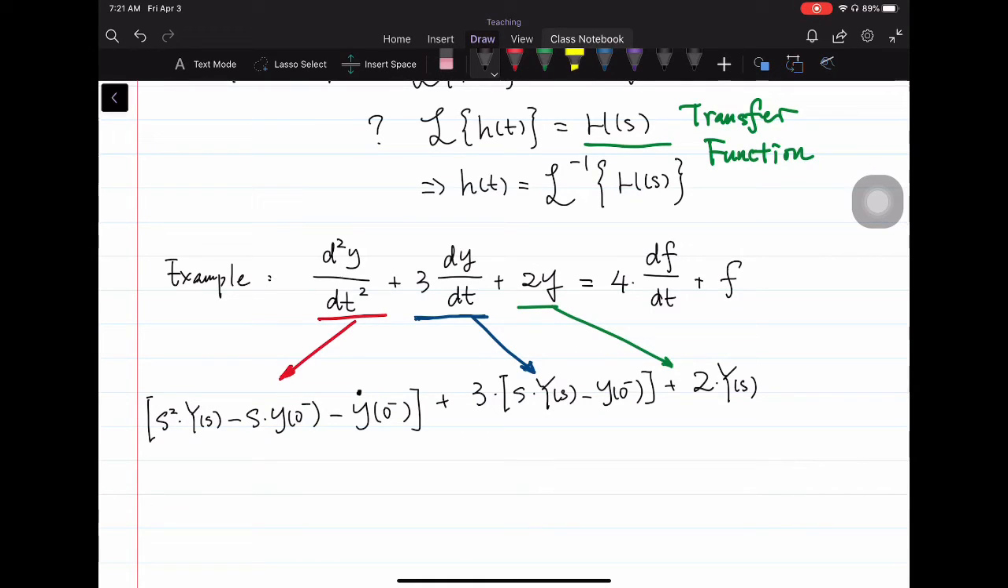So this is the Laplace transform of the three terms on the left-hand side of this differential equation. On the right-hand side, it's going to be similar. We'll be equal to 4 times s times F(s) minus the initial condition of f, plus F(s).